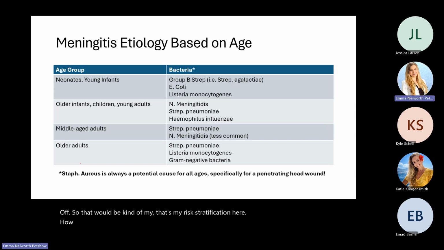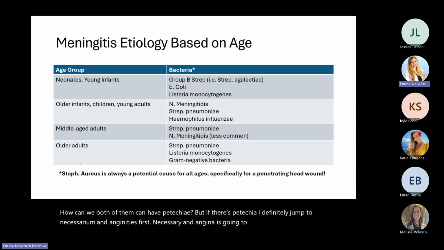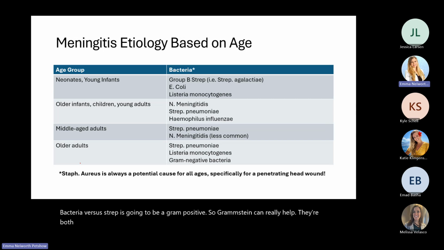Yeah, both of them can have petechia, but if there's petechia, I definitely jump to Neisseria meningitidis first. Neisseria meningitidis is going to be a gram-negative bacteria versus strep, which is going to be gram-positive. So gram stain can really help. They're both cocci. They are both circular. So morphology won't help you there.